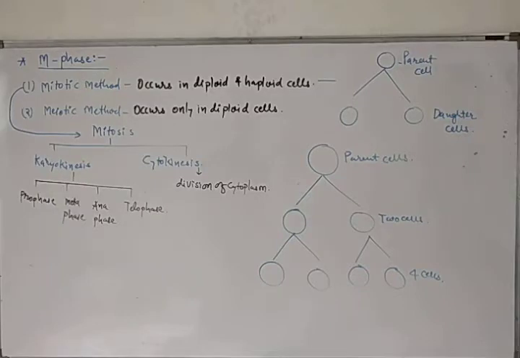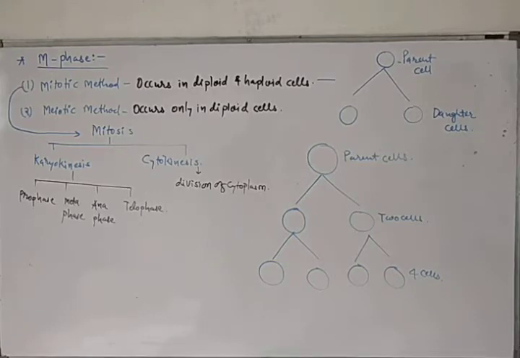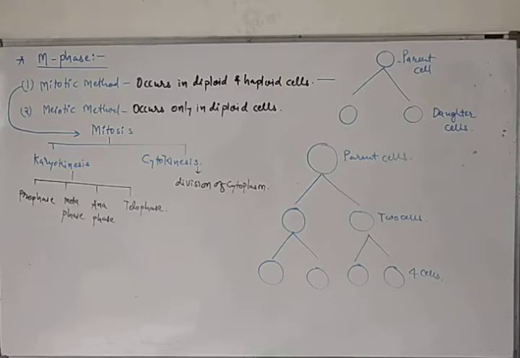Hello students, in the last video we covered interphase of the cell cycle, and in that we saw three phases: G1, S and G2. We also discussed an extra phase which is not part of interphase, known as the G0 phase. Okay, so G0 is not part of interphase. We have discussed all these phases in the last video.